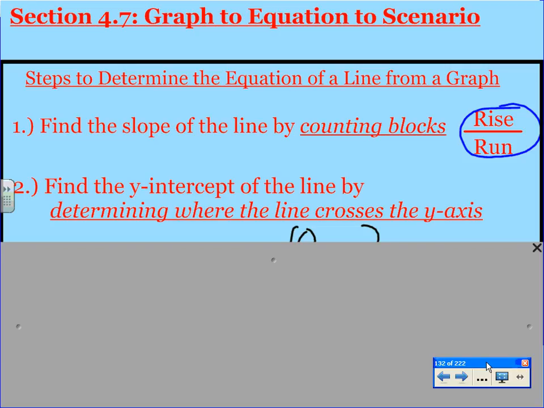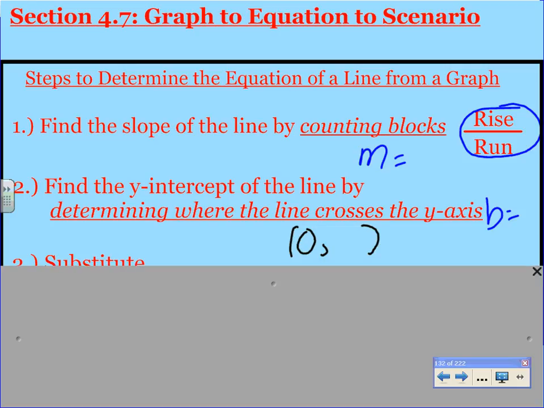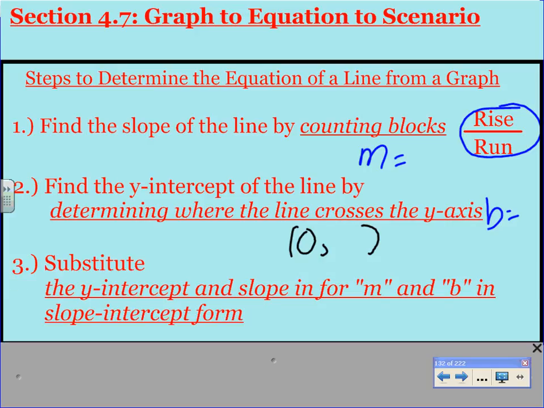Once we have those two things, those are the only two things that we need. We can substitute those in to our formula that we know, y equals mx plus b, and we'll get the actual equation of the graph. So substitute the y-intercept and slope in for m and b in the slope-intercept formula. That's all you have to do. Those two things are the key things: finding the slope, finding the y-intercept, and then just plugging it in. Anyone have questions for Ms. Wingrove on that part?